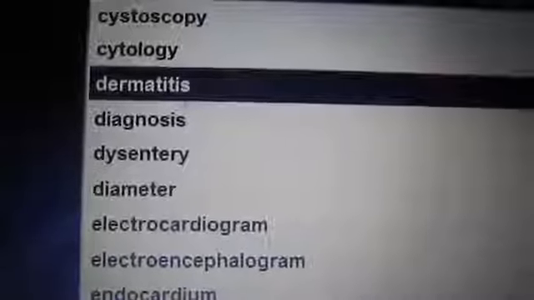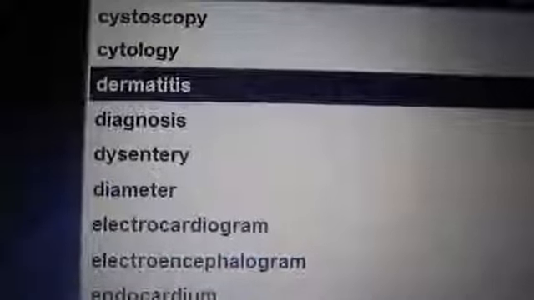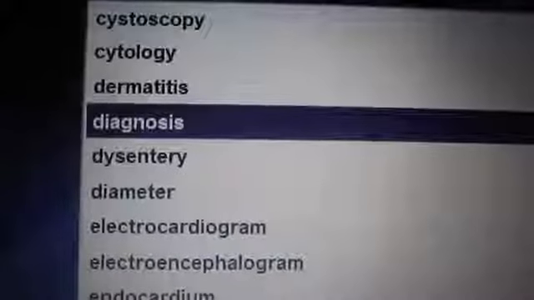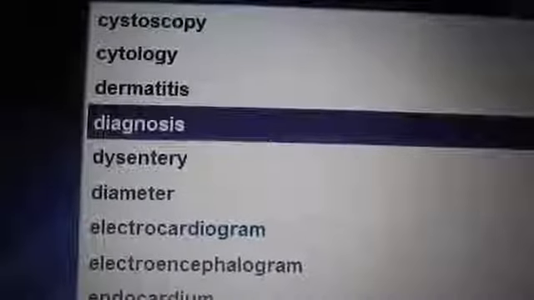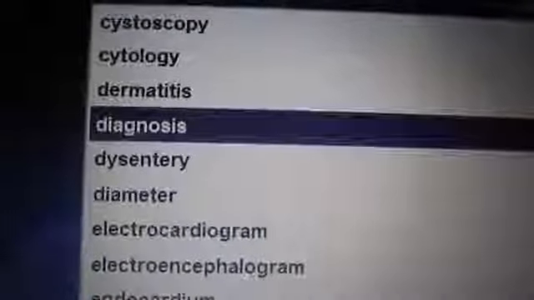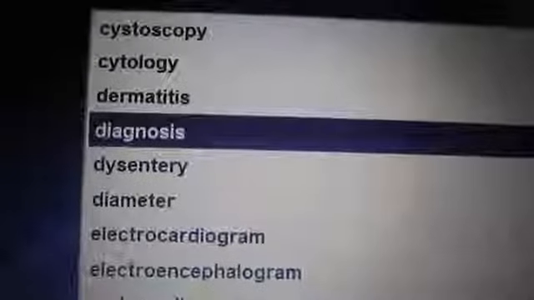Dermatitis. Dermato, D-E-R-M-A-T-O, is the combining form meaning skin. Dermatitis is inflammation of the skin. Diagnosis. The prefix dia, D-I-A, means complete. Gnosis, G-N-O-S-I-S, means a state of knowledge. A diagnosis is the state of complete knowledge about a patient's condition.